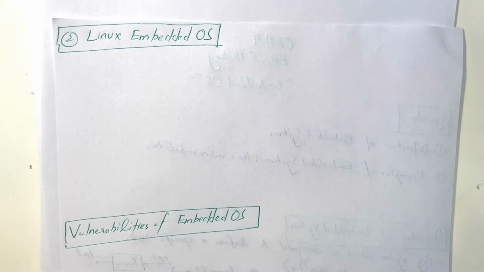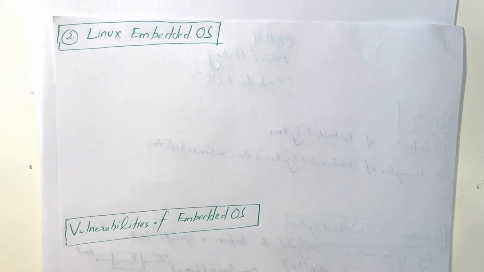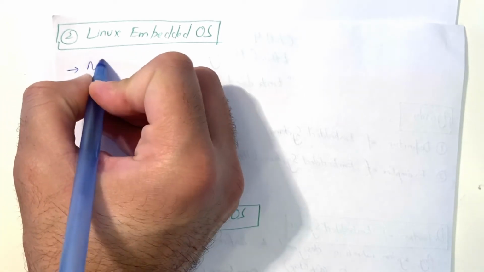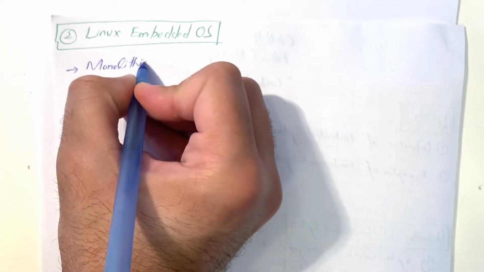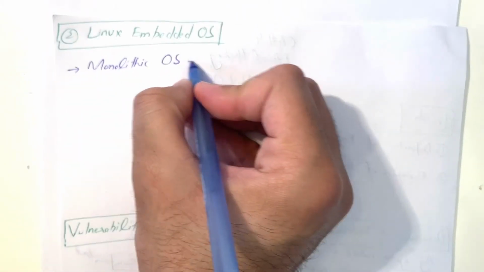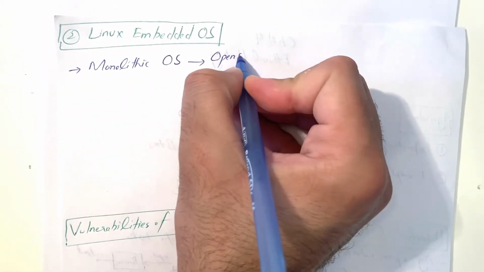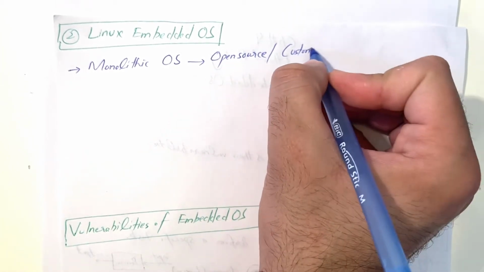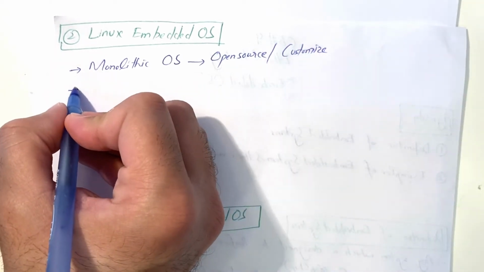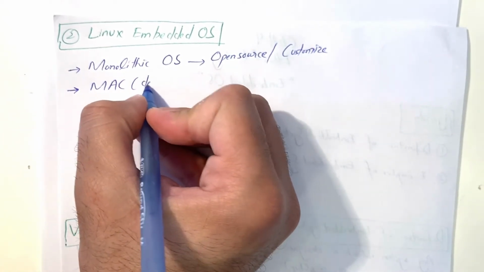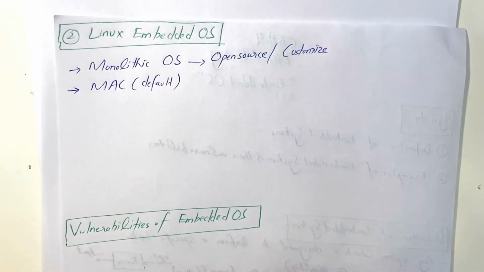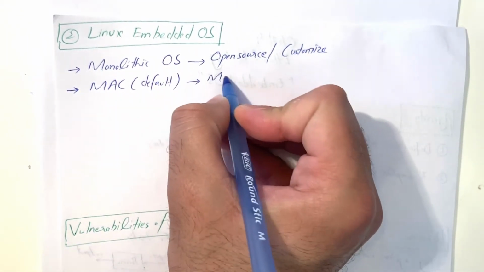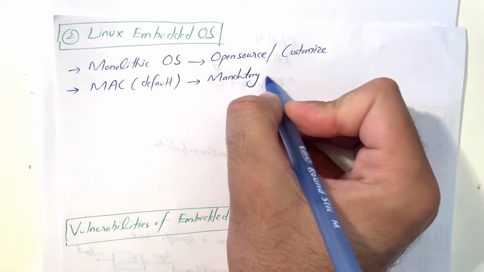Second is the Linux embedded operating system. Just like the licensed operating systems, we do have the open source Linux-based embedded operating system, and one of them is called a monolithic operating system, which is, of course, as I mentioned, open source. So you can customize it as well. By default, it uses MAC, mandatory access control. So mandatory access control is basically a mandatory access control system.